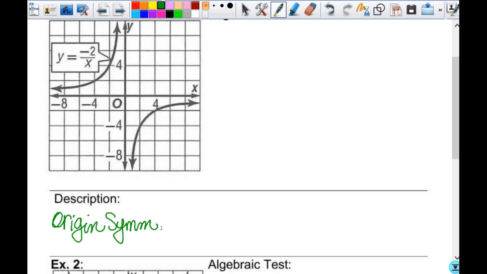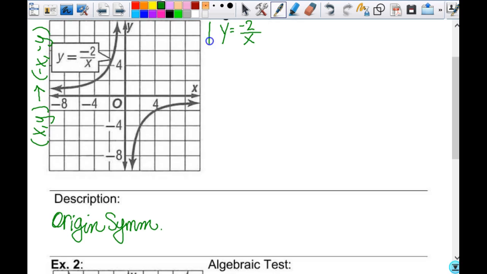Right? So if it has origin symmetry, then that means that my (x, y) maps to what? Negative x, negative y. Good. Because it's not just one reflection, it's two, so you got both of them. So since that's the case, I'm going to take the x and the y here and replace them both with negative x, negative y. So my original is what? Oh, y equals negative 2 over x.